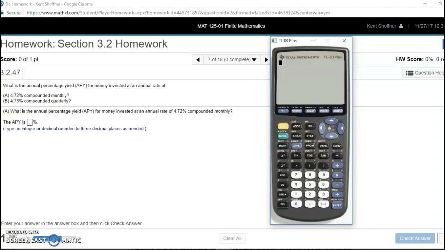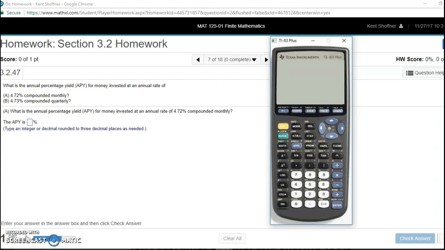This is an example of APY, the annual percentage yield on an account. I'm going to look at letter A. Your book likes the formula APY equals (1 plus R divided by M) raised to the M power, minus 1. And then you times that answer by 100 to get the percent. I just changed the letter to N in my formulas that I gave you earlier.